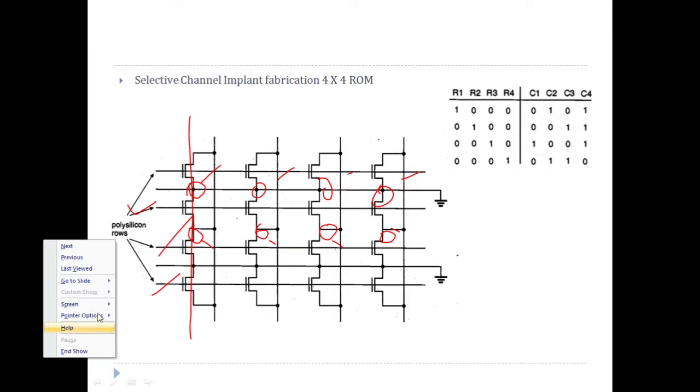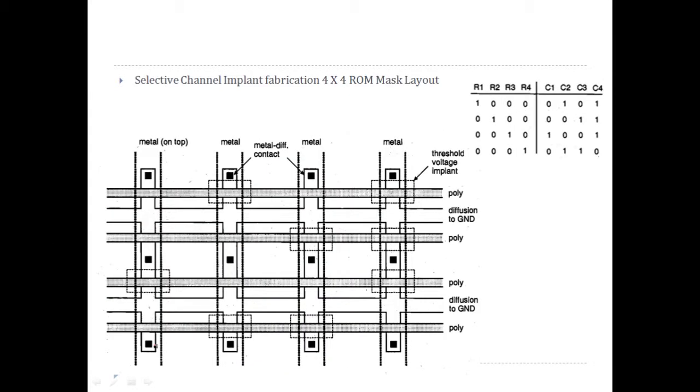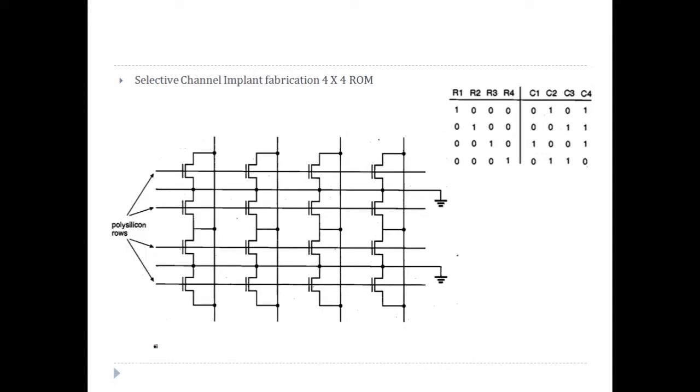So with this, the area required can be shrunk. But in this case, one thing you have to notice is that all the drains are connected to the metal lines. There is no disconnected drain. There are no disconnected active transistors over here. But if you want to store zero, how can you store it?